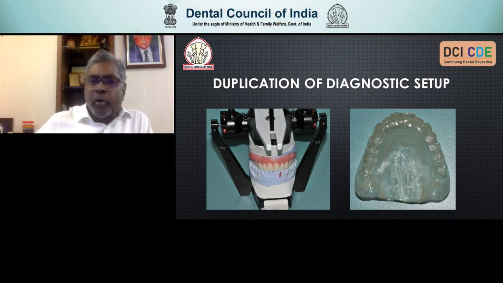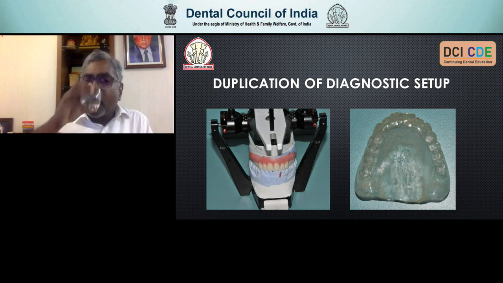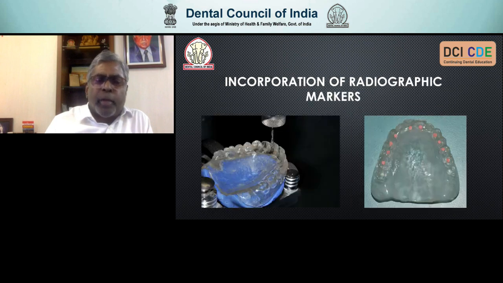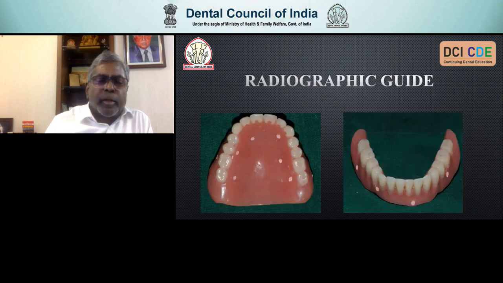Can we do this even for a full arch? Certainly we can do that. So you have an articulated model, and then you have what's called a duplicated denture, to which you can incorporate some radio-opaque markers. You can use gutta percha or zinc phosphate, punch some holes, and then fill them up with radiographic markers in multiple locations. Once you do that, you can see that it's done not only on the occlusal surface, but also on the palatal and the labial surfaces. And this is called the radiographic guide.